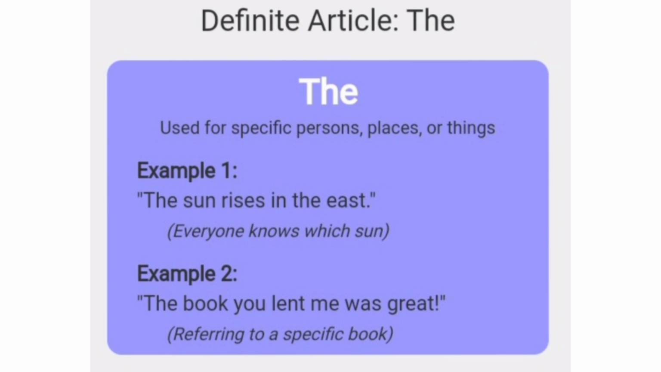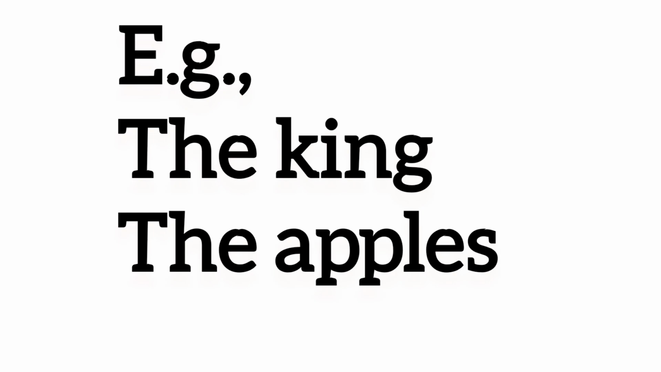Next, the definite article. This is called the definite article. It is used to refer to specific nouns. What about the indefinite? Non-specific things. This is for specific things, whether singular or plural. The king, the apples.